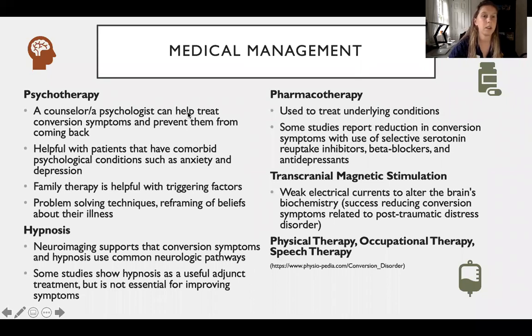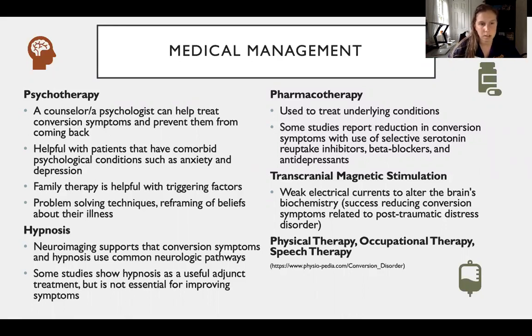Medical management. So medical management includes psychotherapy. A counselor or a psychologist can help treat conversion symptoms and prevent them from coming back. It's helpful with patients that have comorbid psychological conditions such as anxiety, depression. Family therapy is helpful with triggering factors. It helps the patient with problem-solving techniques and reframing of beliefs about their illness.